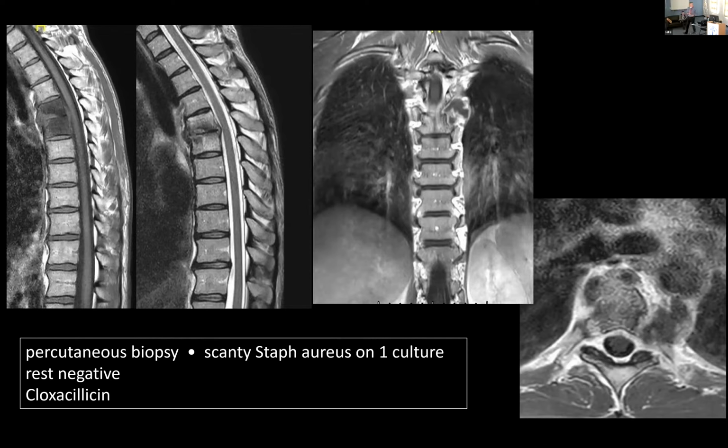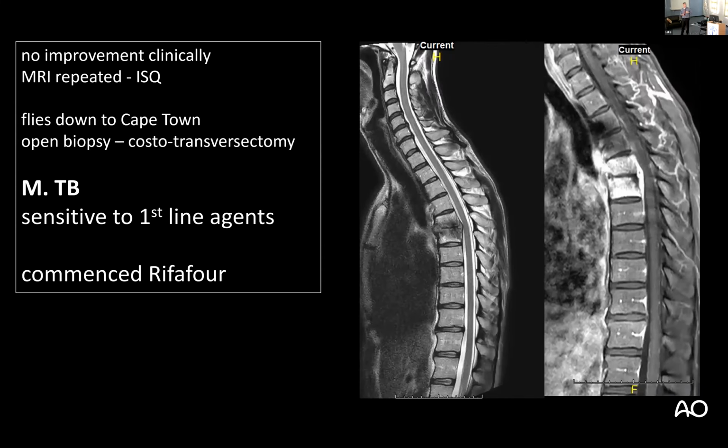They did a percutaneous biopsy, and they got a scanty Staph aureus on one culture. Everything else was negative. They sent off a TB PCR, and they got nothing else. So they treated this patient with 6 weeks of cloxacillin based on the diagnosis of staph osteomyelitis. She didn't get any better, and they repeated the MRI scan.